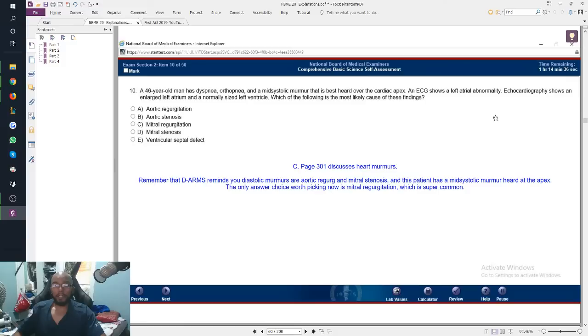So what were the findings? So you just had left atrial abnormality. Echo showed an enlarged left atrium and a normal sized left ventricle. What could have caused it? Okay. So if the left atrium gets big, but the left ventricle is a normal size, it usually means that the left atrium is just having to work really, really hard, right? Or the patient is extremely old, which is not true here. The patient is not extremely old.